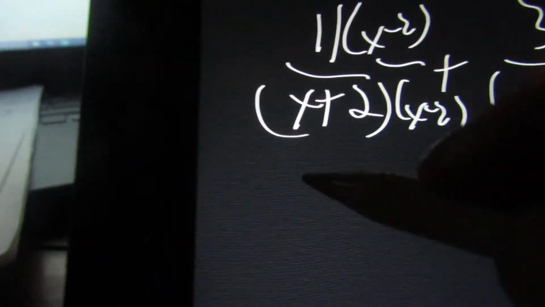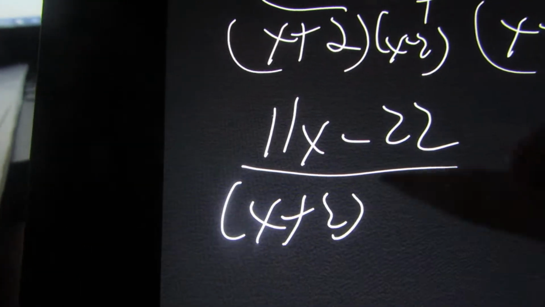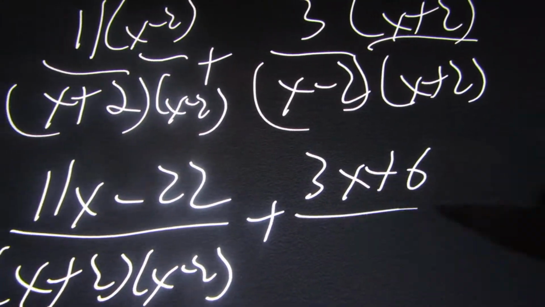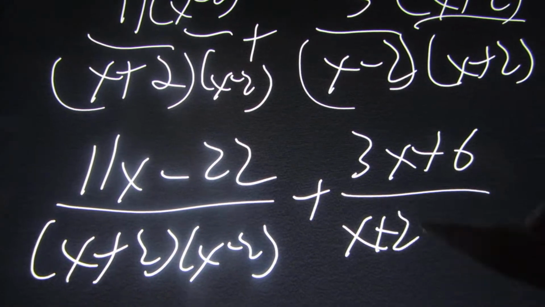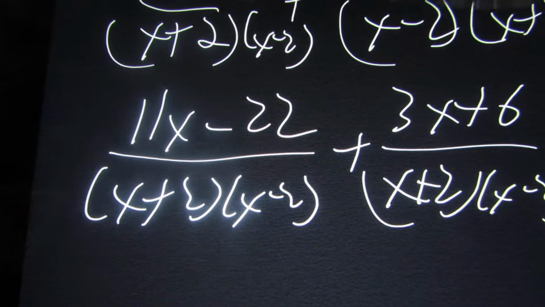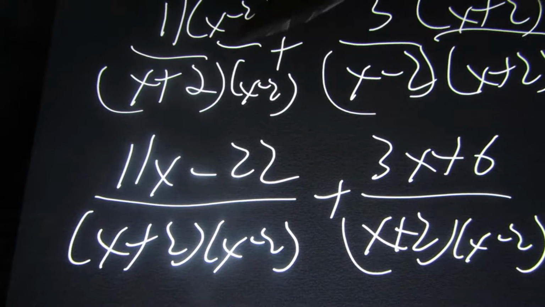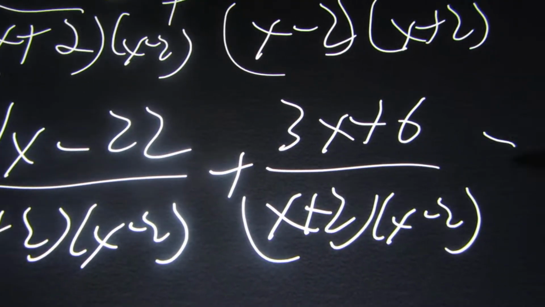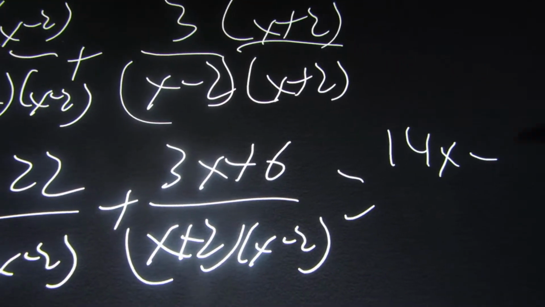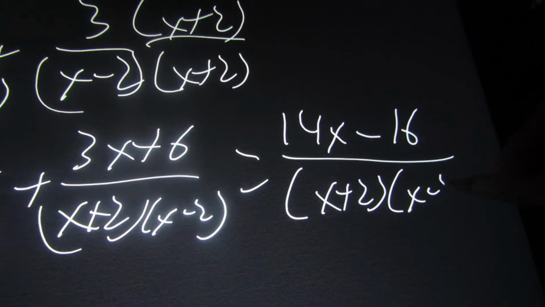So I'm going to distribute the 11. So I have 11x minus 22 over x plus 2, x minus 2, plus 3x plus 6 over x plus 2, x minus 2. Now I have common denominators, so I can combine the top. Since it's just a plus, I'm just going to add everything. 11x plus 3x is 14x. Minus 22 plus 6 is minus 16. All over x plus 2, x minus 2.